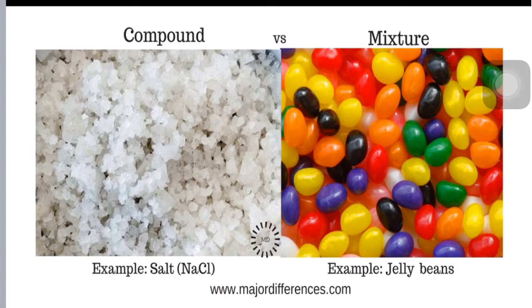As you can see in the diagrammatic representation, it will be easy to separate mixtures as compared to compounds because of the difference of the colors. If I give you the task to separate a mixture, it would be easy for you to separate yellow jelly beans, orange jelly beans, red jelly beans, and purple jelly beans. But if I told you to separate compounds, it would be difficult for you to separate the salt components.